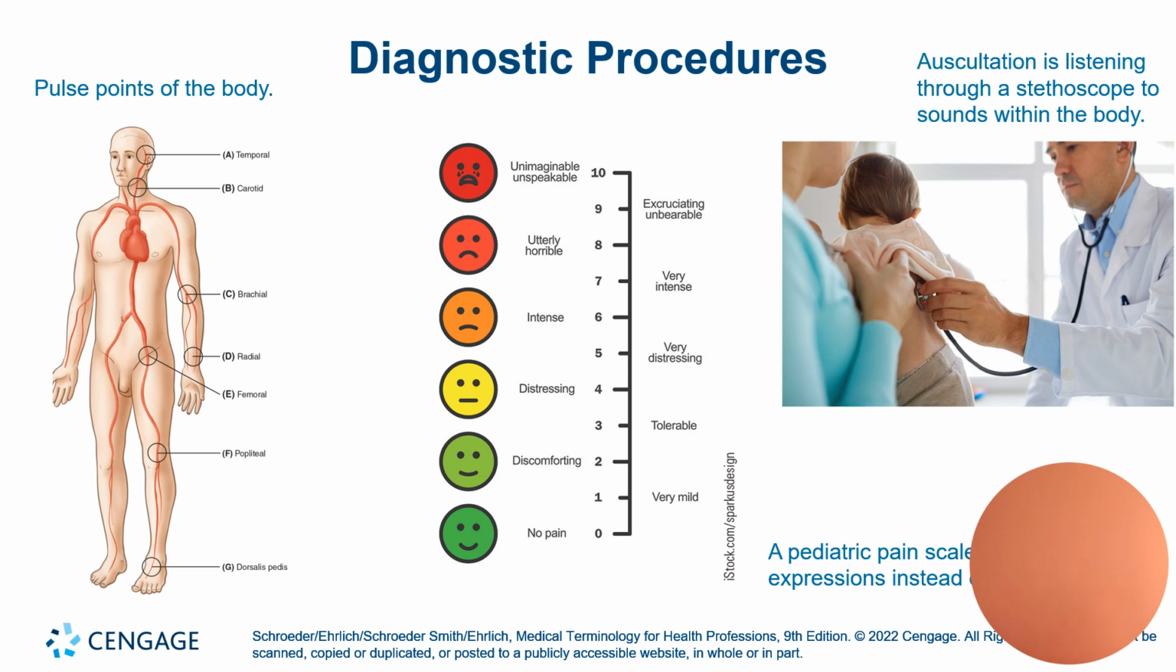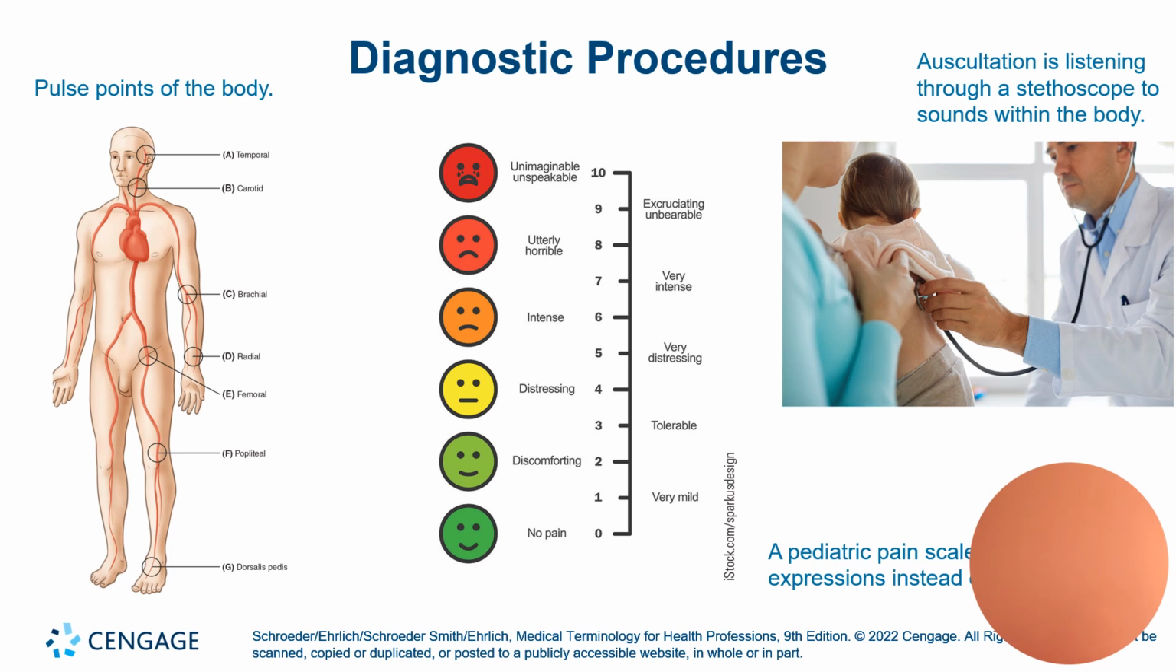With the pulse, we're assessing the rhythmic pressure against the walls of an artery, which is caused by the beating of the heart. In adults, a normal resting heart rate is 60 to 100 beats per minute. Then we assess the respiratory rate, which is the number of complete breaths per minute. A single respiration will consist of one inhalation and one exhalation.